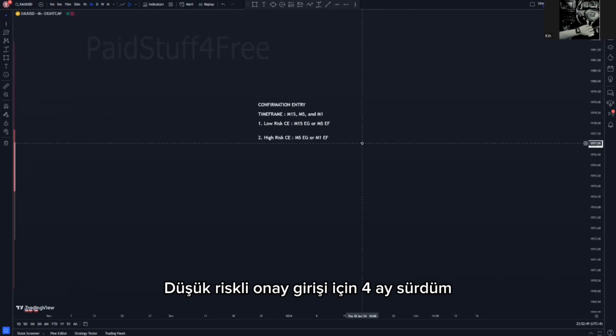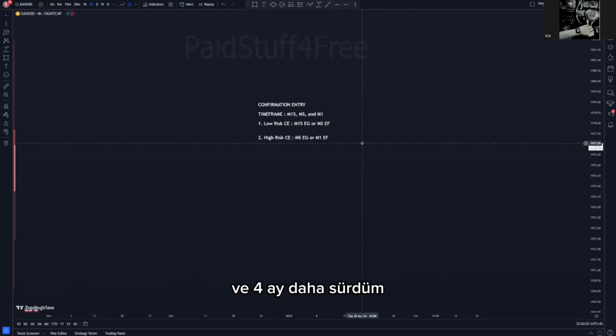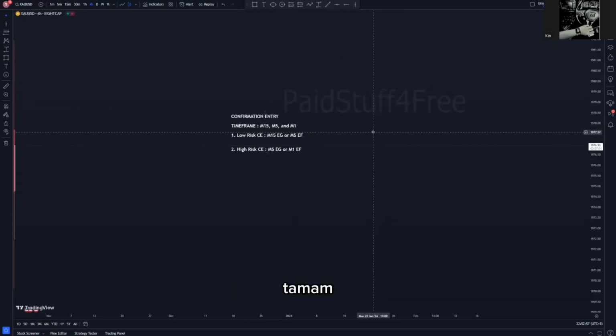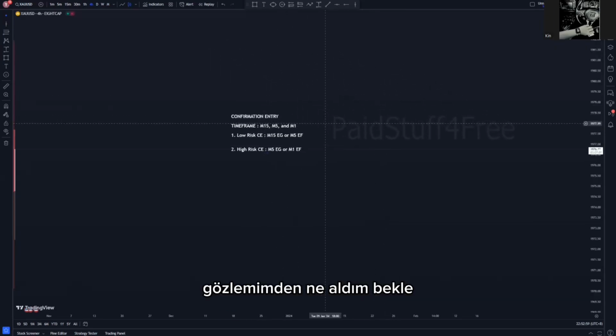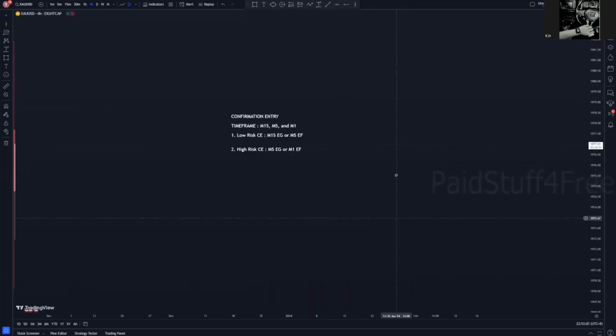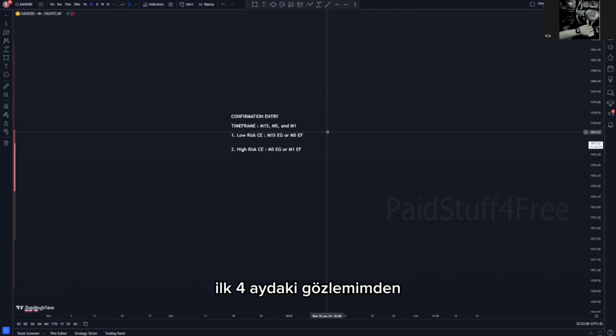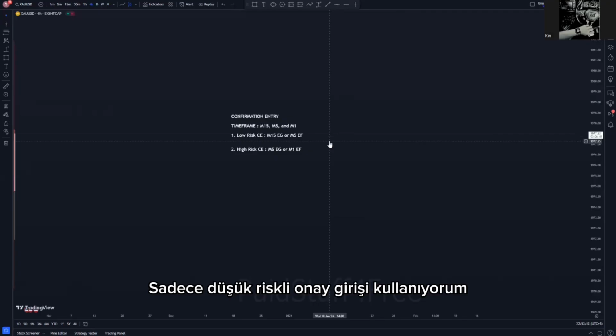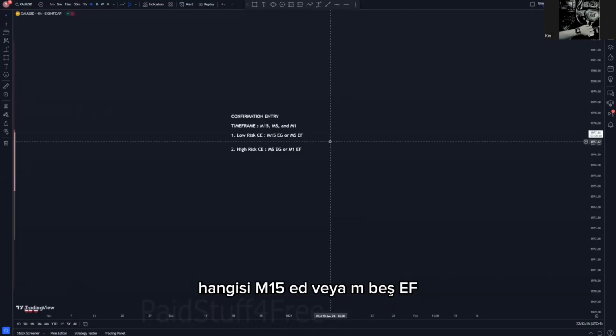Which is I took 4 months for the low risk confirmation entry, and I took another 4 months for the high risk confirmation entry. So from my observation, wait, before that, let me drop down the notes. You guys can download it. So from my observation, for the first 4 months, I only used low risk confirmation entry on my trades. I only use low risk confirmation entry, which is M15 EG or M5 EF.